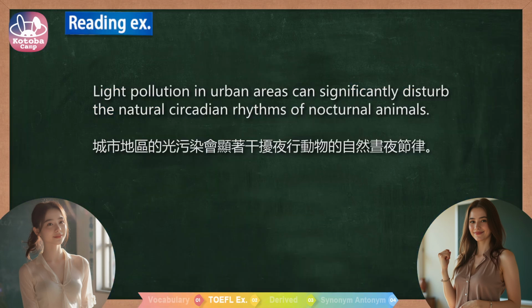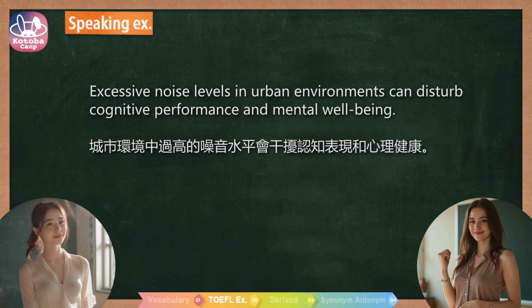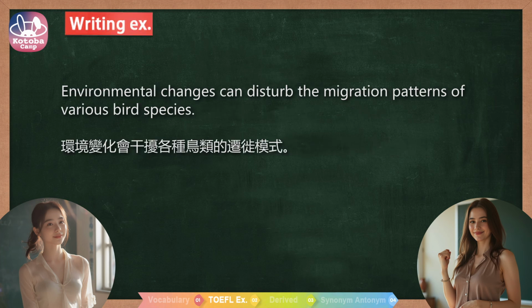Light pollution in urban areas can significantly disturb the natural circadian rhythms of nocturnal animals. Seismic activities can disturb the geological layers, making it challenging to interpret Earth's historical record. Excessive noise levels in urban environments can disturb cognitive performance and mental well-being. Environmental changes can disturb the migration patterns of various bird species.